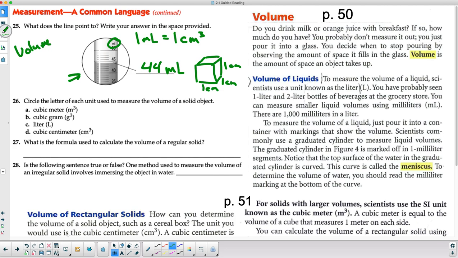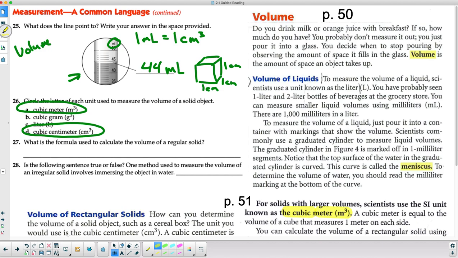So we measure typically in centimeters, or we can measure also in meters, if we're measuring, where are we at here? To measure the volume of solids with larger volumes. That means we can measure with a cubic meter. So cubic meter or cubic centimeter. Either one works very well.